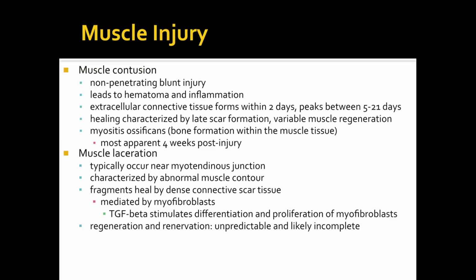Muscle laceration also can occur most commonly in the myotendinous junction. You get an abnormal muscle contour that heals by dense connective scar tissue, and it's mediated by myofibroblasts. The TGF beta stimulates differentiation and proliferation of those myofibroblasts, and then regeneration and reinnervation is unpredictable and likely incomplete. Again, when you have a laceration, it's a more complex type injury because you have disruption of those fibers, as well as, you never know, do you have a direct nerve injury, do you have a vascular injury, all of that needs to be addressed accordingly.